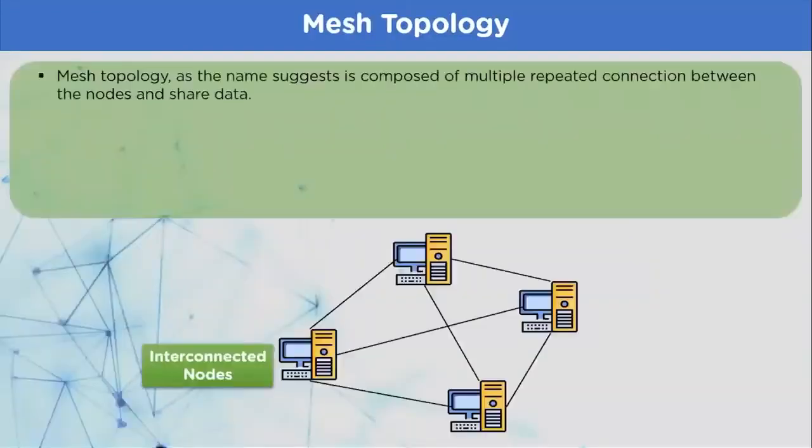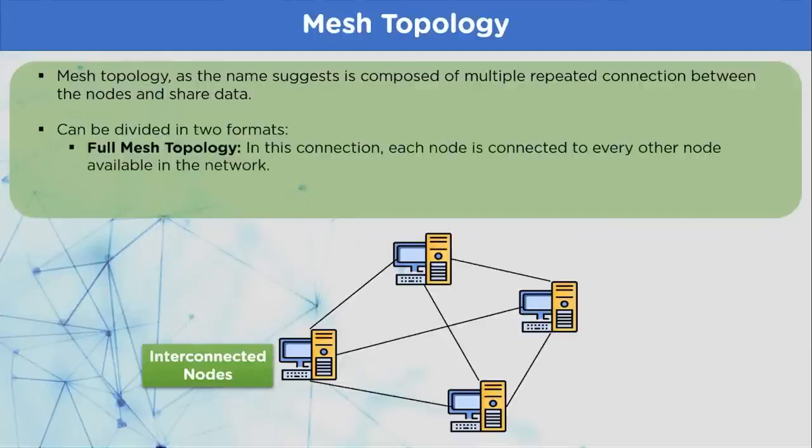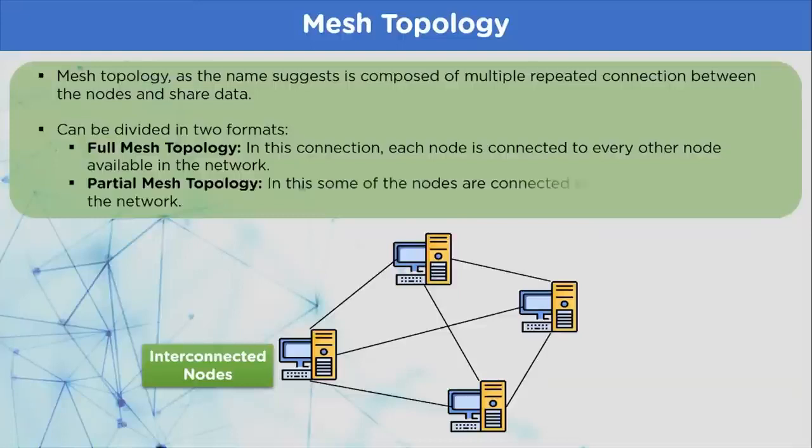Next up, mesh topology. As the name suggests, this topology is a connection of interconnected systems connected to each other in no particular order. No installation of network devices such as switches or hubs is needed. This topology pattern can be divided into two forms. First is full mesh topology. In this connection, all the nodes are connected to each other in the network. Then we have partial mesh topology, where not all of the nodes are connected to each other in the network.